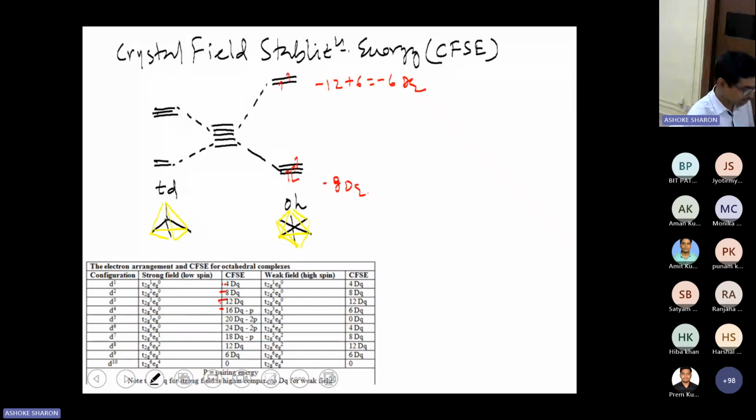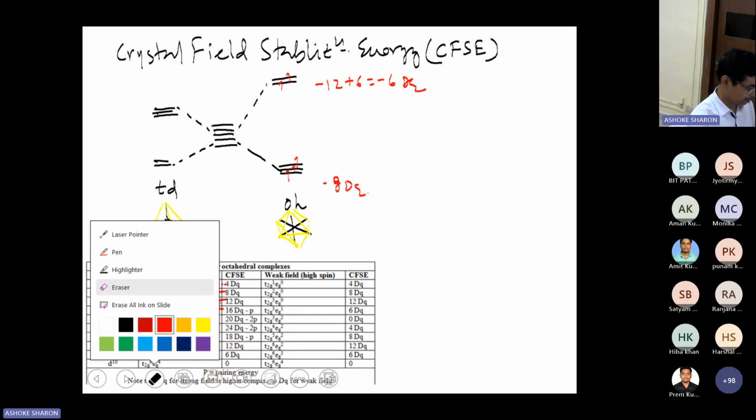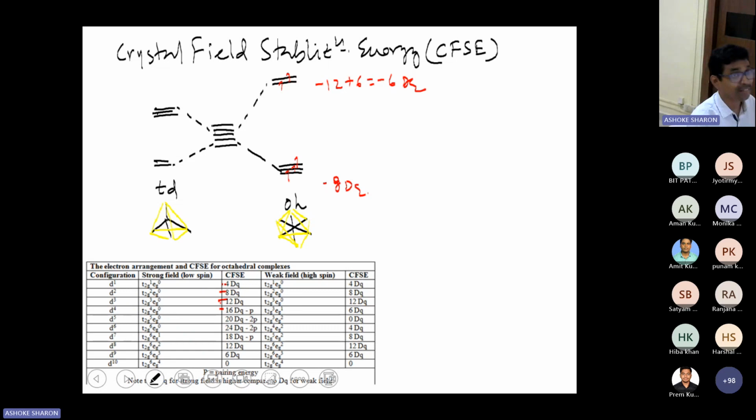That is for the D5 electronic configuration. You see, for the high spin D5, it will be like this. For the high spin D5, it will be 0. 10 Dq is 0 as observed here. So in this way, the 6th electron can enter here, then the 7th, 8th, in that way. But for the low spin up to D6, all these 3 will first fill up, then the 7th will go to the top. So in this way, the CFSE is calculated.